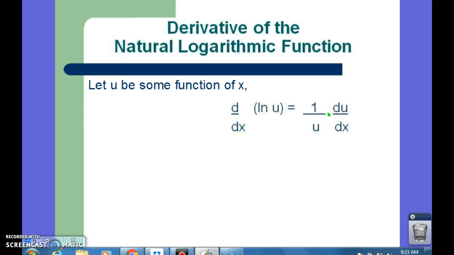Okay, so just like e to the x was always e to the x, and then we had e to the u is e to the u du dx, if you have a function inside your natural log, like the natural log of x plus 1, then you have to multiply by the derivative of x plus 1. So that gives you ln of u has derivative 1 over u times du dx, where u is some other function other than just the letter x.